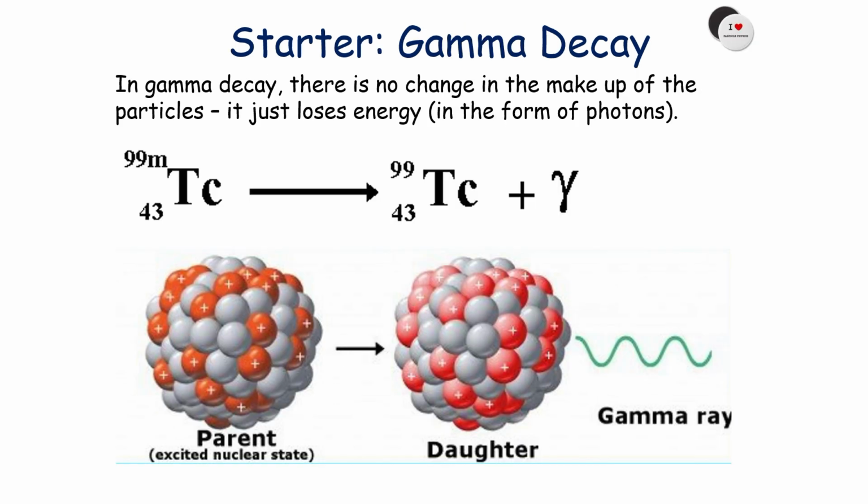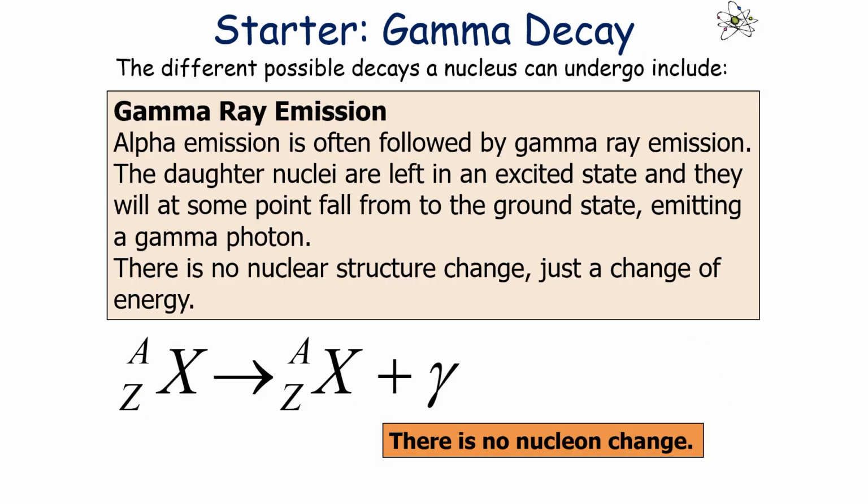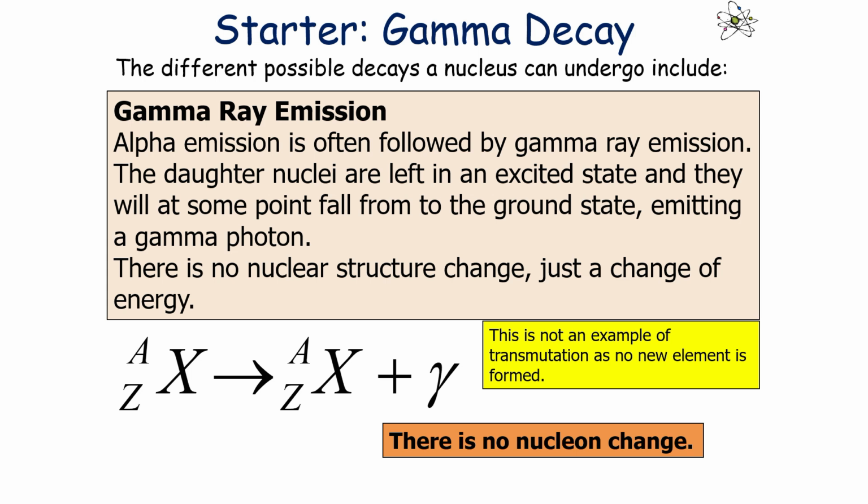Now, in gamma decay there's no change in the makeup of the nucleus, it just loses energy in the form of photons. So alpha emission is often followed by gamma ray emission. The daughter nuclei can be left in an excited state after alpha emission has taken place, and at some point they'll fall to their ground state, emitting a gamma photon. So there's no nucleon change, just a change of energy. So it's not an example of transmutation as no new element is formed.